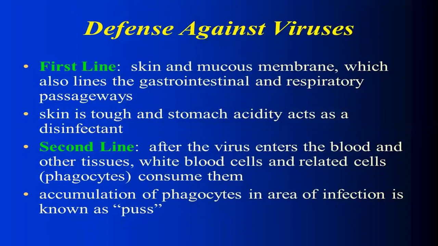Second line, after the viruses enter the blood and other tissues, white blood cells and related cells, that is phagocytes, consume them. Accumulation of phagocytes in an area of infection is known as pus. As you can see, pus in case of some infection, skin infection, ear infection, nose infection, any part of your body, if it is having some swelling or some pus-like structure, some draining coming out from that particular area, that is called pus. And pus is nothing but accumulation of phagocytes in an area of infection. We are going to see the meaning of phagocytes in the next step.